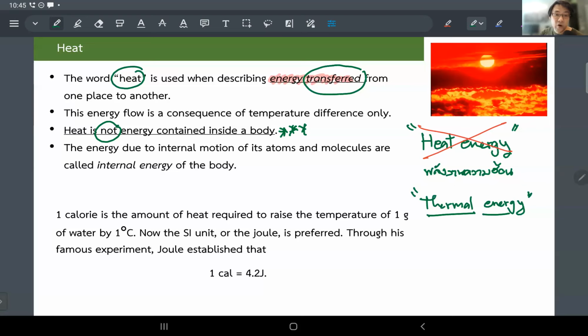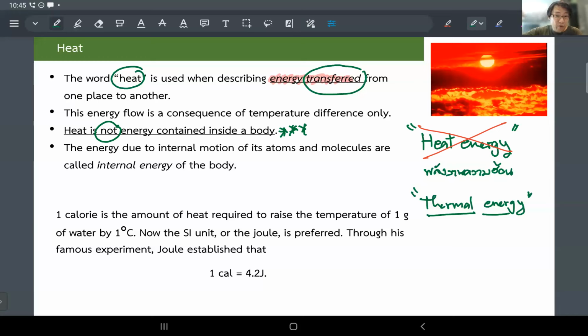Okay, so what I'm trying to do here is to let you see the contrast between heat and energy. Energy is something contained inside a body. Heat is the transfer. Does this situation sound familiar to you? What do you think? Maybe. Energy is something that's contained in the body. Heat is the transfer of that energy.